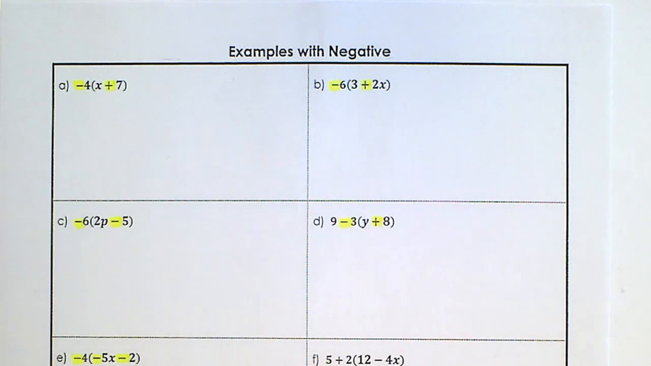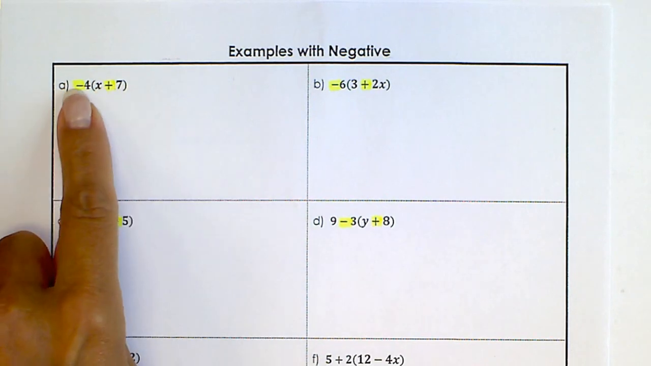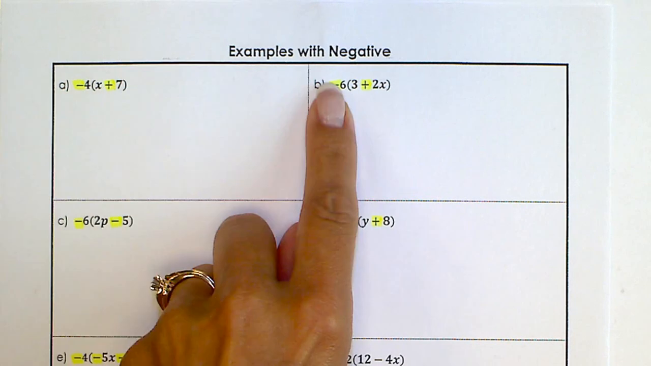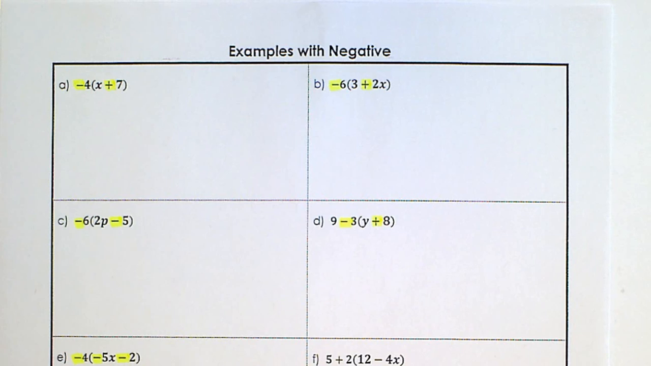Now let's take a look at some distributive property problems involving negatives. You'll notice I already took my yellow highlighter and highlighted the negative in front of all of the numbers we're going to be distributing. So that's a key part. You may want to start using a highlighter when you distribute, but that is up to you.